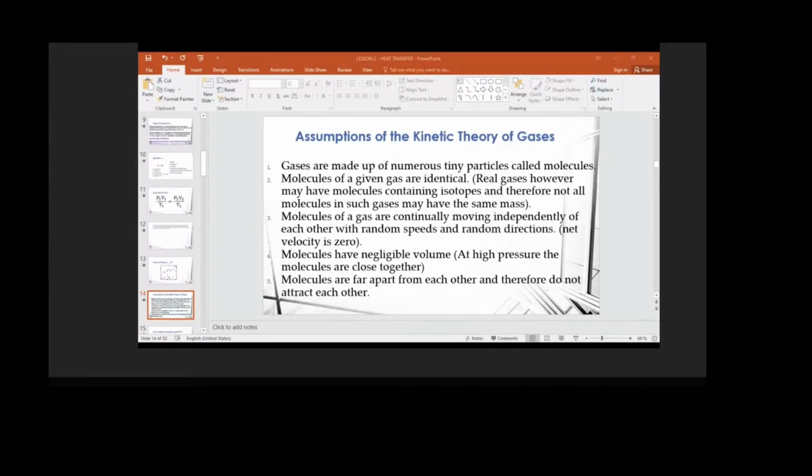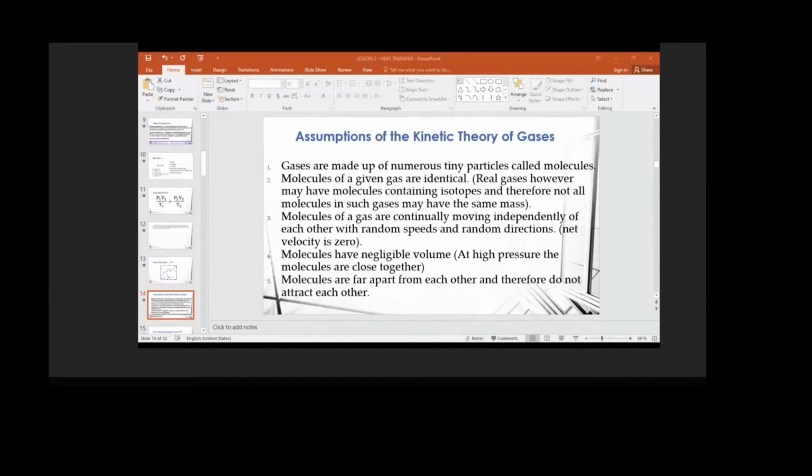The third one is molecules of a gas are continually moving independently of each other with random speed and random directions. So the net velocity is 0. So the only thing that changes at the same temperature is the direction. They have the same value of the velocity, but the direction changes. So opposing directions mean your net velocity is 0.